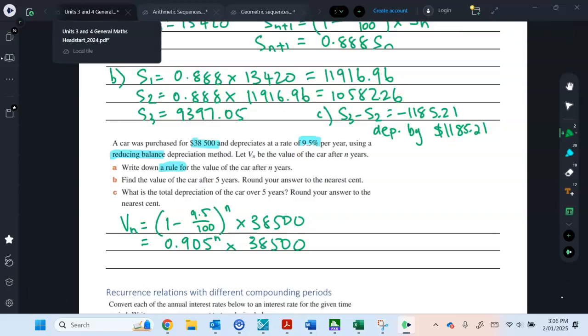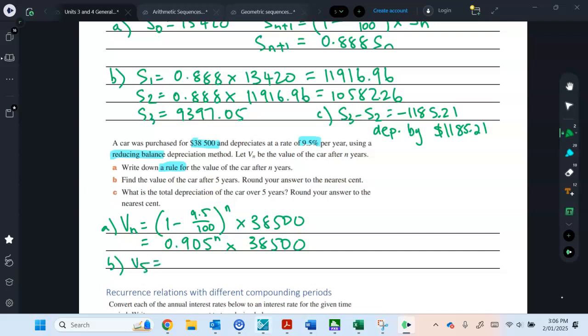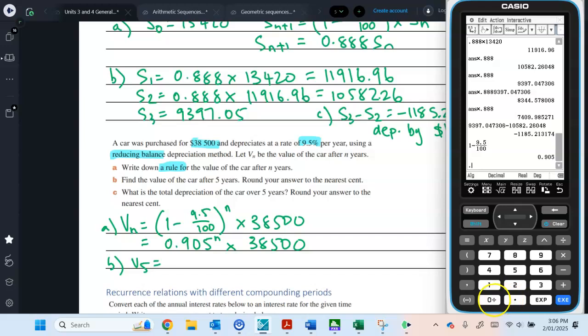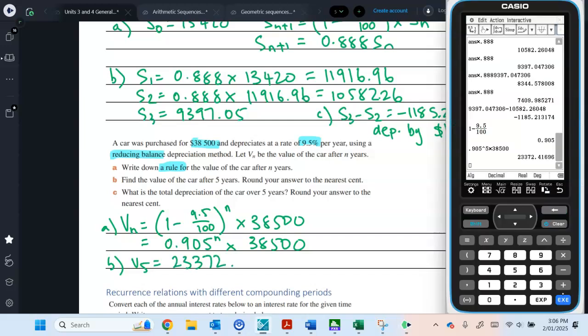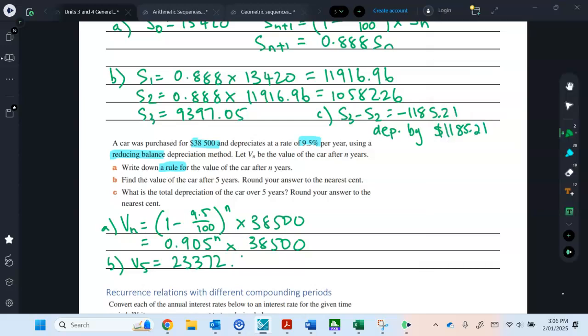All right, find the value of the car after 5 years. So this is where the rule is good because you can just do V5 and then you just substitute 5 in our rule. So 0.905 to the power of 5 times 38,500. All right, so 23,372. And just make sure you've got your rounding. If you struggle with your rounding, just do more decimal places and then round, so it will be counted as a rounding error.